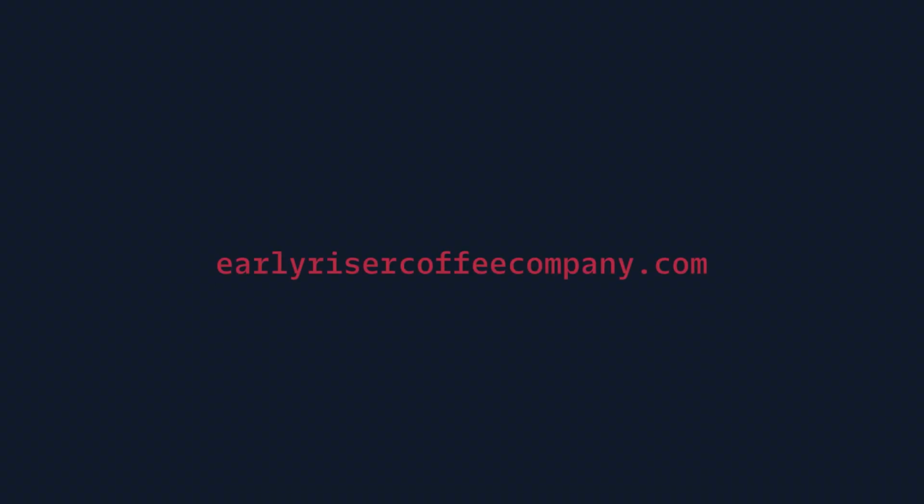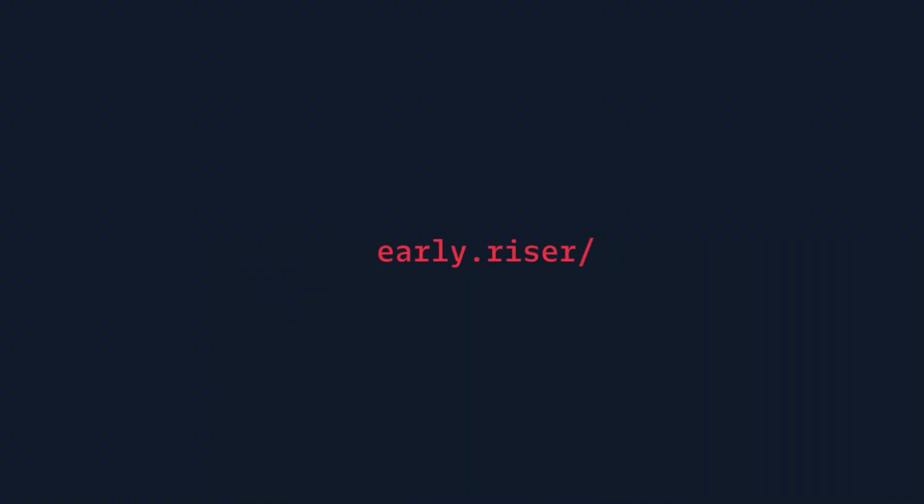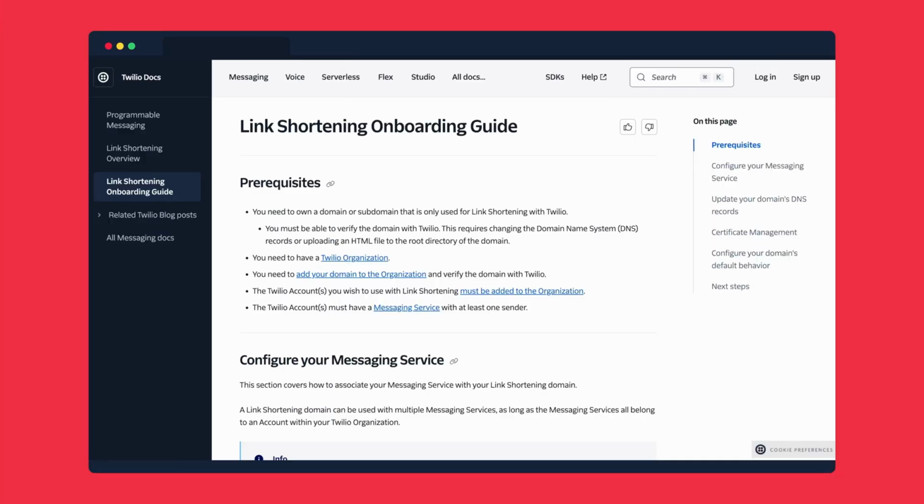from earlyrisercoffeecompany.com to early.riser. There are a number of ways you can onboard your domain and prove you're the owner of the website whose links you'll be shortening. The most popular route is using a TLS certificate. We've gone ahead and linked a helpful guide below so you can onboard your domain to Twilio and come back right here once that's all done.